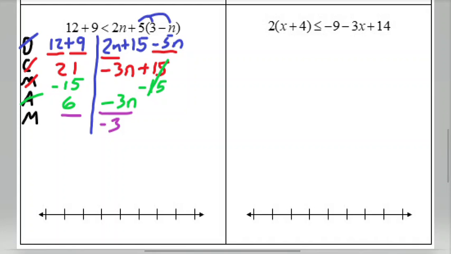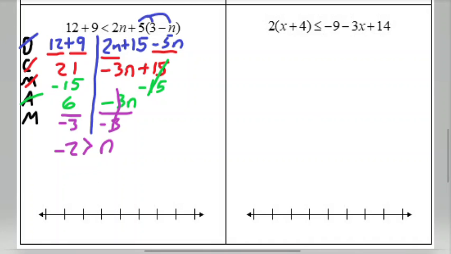And whatever I do to one side, I have to do to the other side. 6 divided by negative 3 would be negative 2. Negative 3n divided by negative 3 will leave me n because the negative 3's cancel out. Alright, so remember back to our rule. I divided it by a negative, so that means I have to flip my inequality sign. So if you look up here, you see it's a less than sign, right? So I have to flip it and make it a greater than sign. Alright, so I have negative 2 is greater than n.